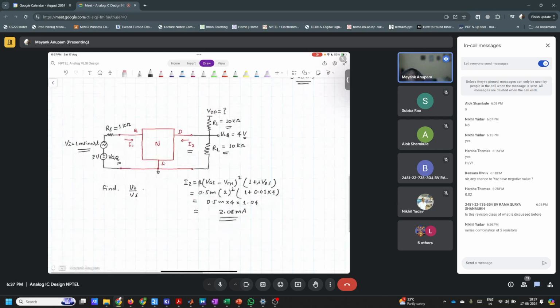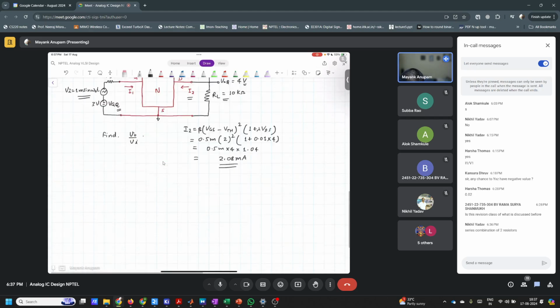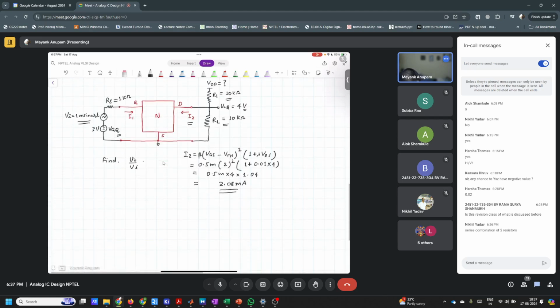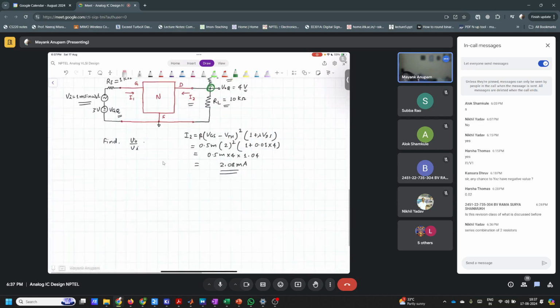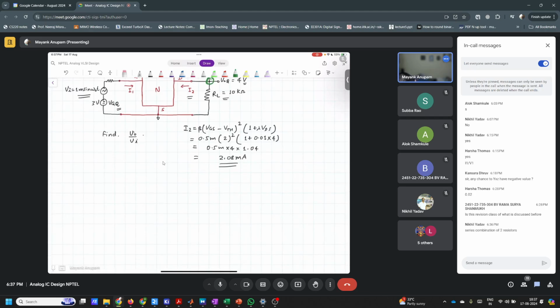Now, if the current I2 is 2.08 milliamperes, you have to apply KCL. So KCL at this node, let us highlight it. If you apply KCL at VOQ, KCL at VO, what will you get?